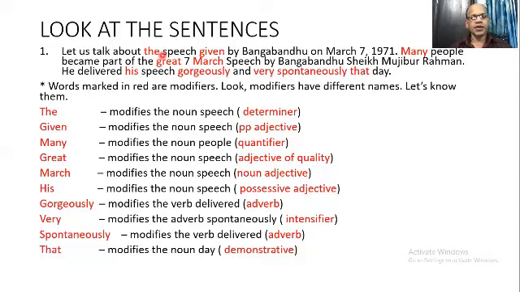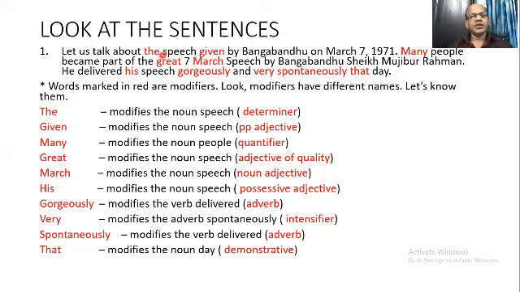His is a possessive adjective. It modifies the noun speech. Gorgeously is an adverb. It modifies the verb delivered. Very is an intensifier. It modifies the adverb spontaneously. Spontaneously is an adverb. It modifies the verb delivered. That is a demonstrative adjective and it modifies the noun day.